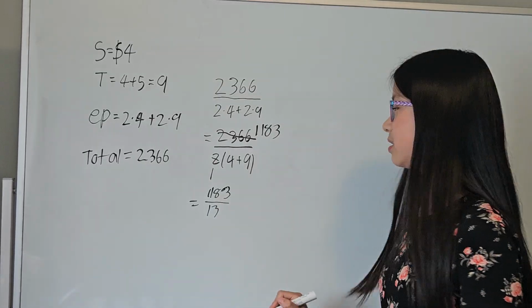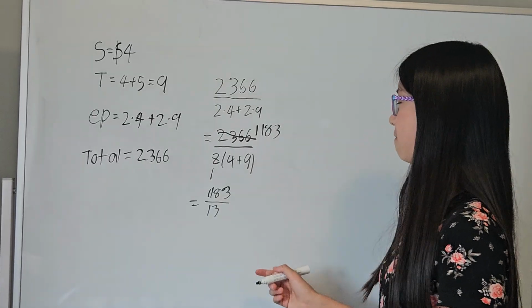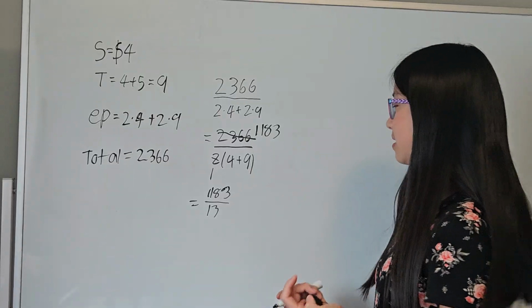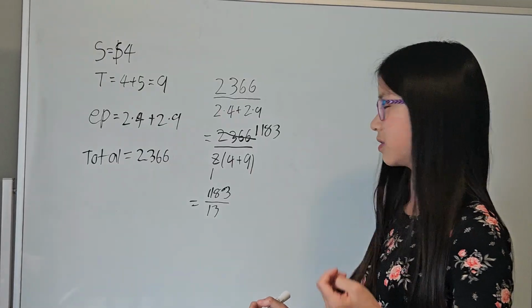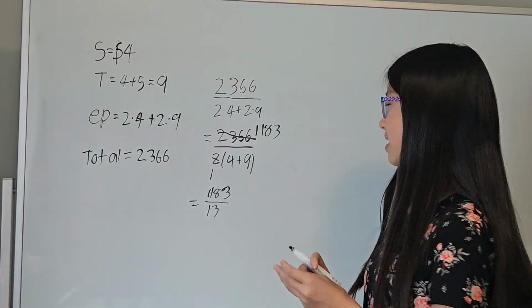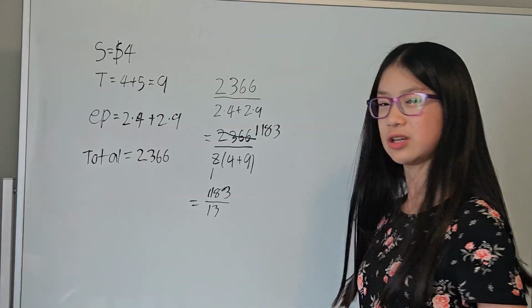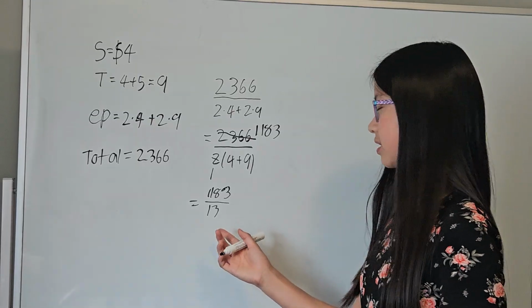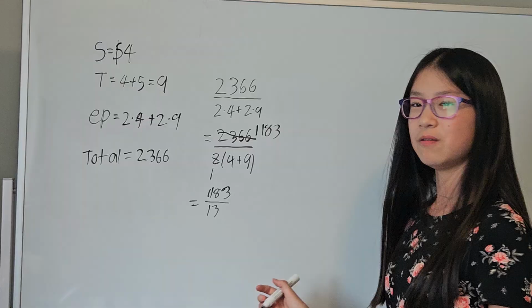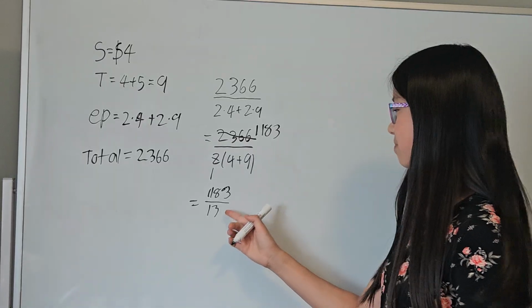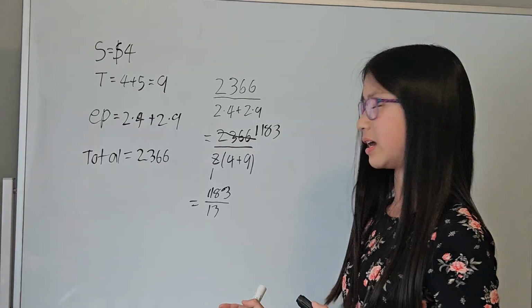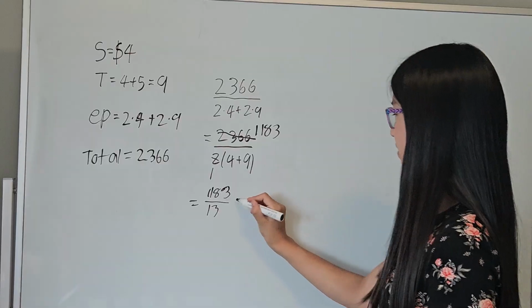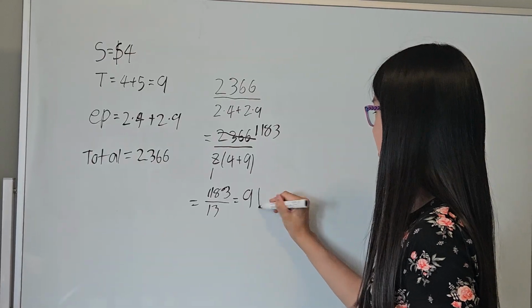Now we can solve it. We can't have 1,183 players on the team over 13, because this is not right. This number must be divisible by 13, because we can't have half a player. So once we divide it, it will equal 91.